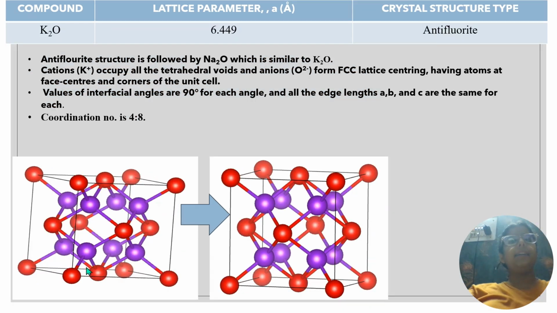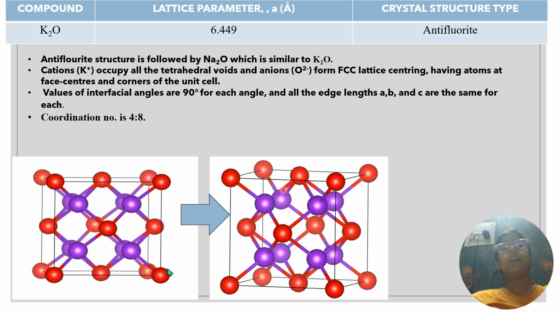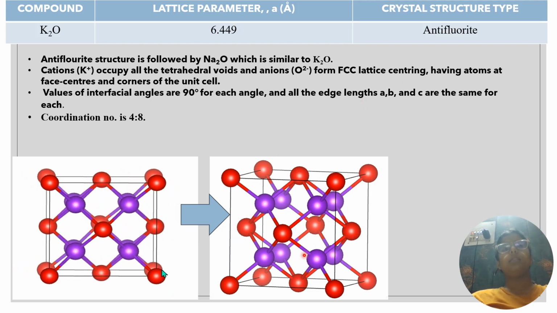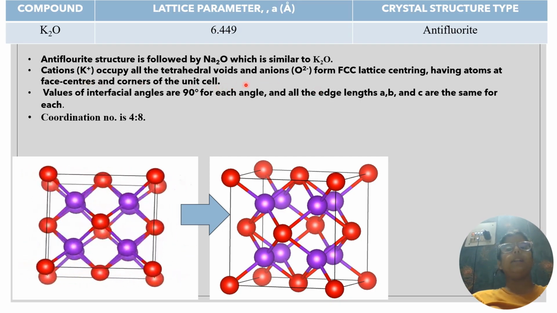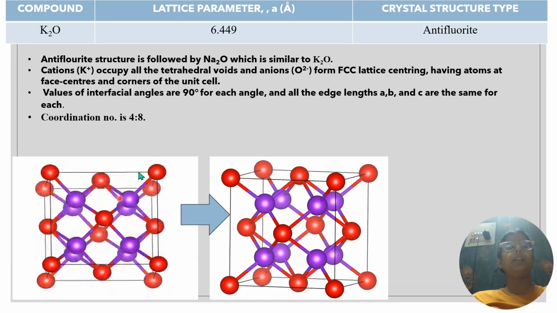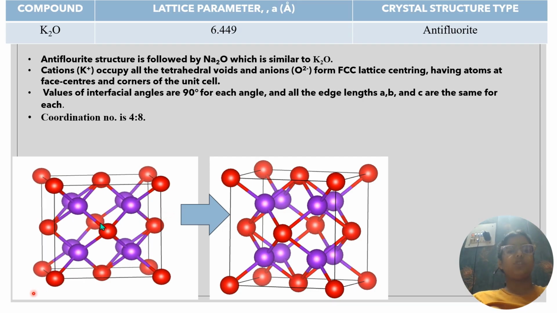In this slide we can see the compound potassium oxide, which follows the antifluorite structure, which means that the anion, which is the oxide ion, forms the FCC lattice occupying the corners and the face centers of each face, and the cations occupy the tetrahedral voids. Now they occupy all of the tetrahedral voids which are present in the crystal structure.